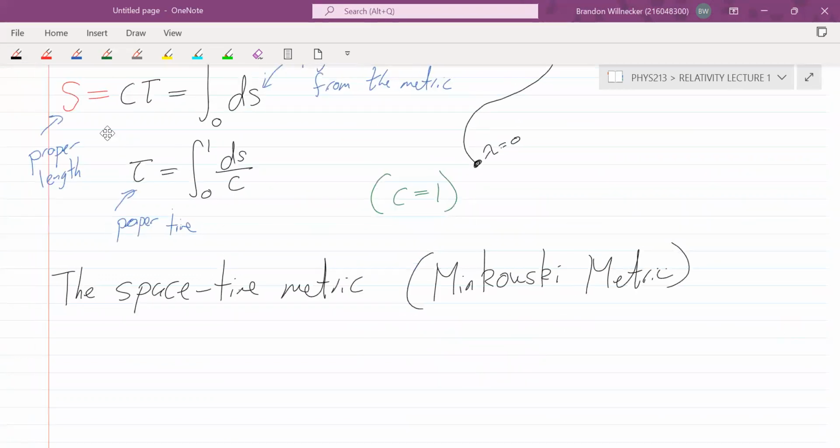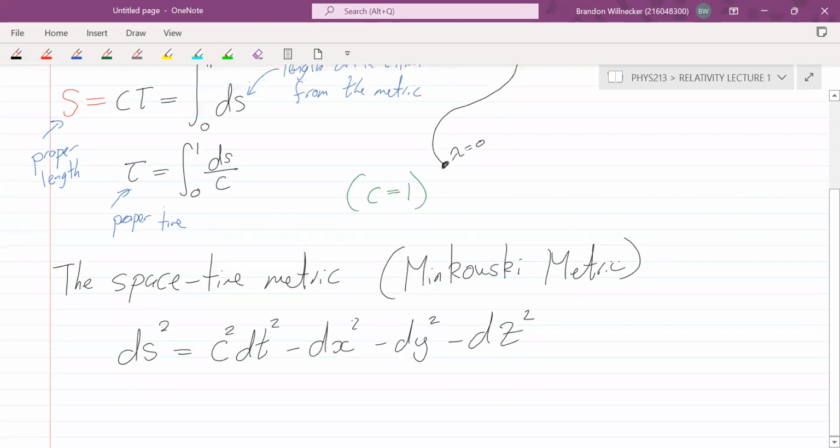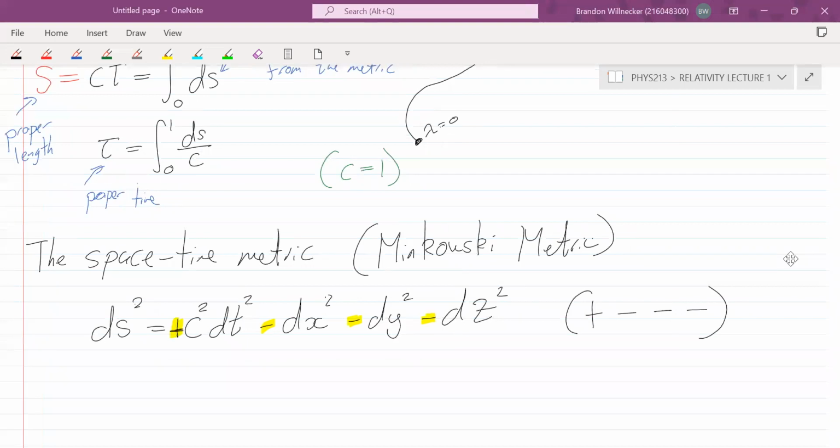Now, it's very similar to the Euclidean metric with Pythag. However, there is a minus sign that we need to worry about. So this is given by ds squared is c squared dt squared minus dx squared minus dy squared minus dz squared. That's how we define this metric. Now, if you notice here, there is an invisible plus here. So we've got a plus for the time part, and then minus, minus, minus for the space part. So we say that this metric has a certain signature, that is where these pluses and minuses are. So this metric has a plus, minus, minus, minus signature.